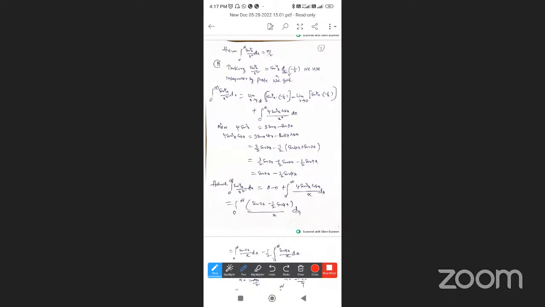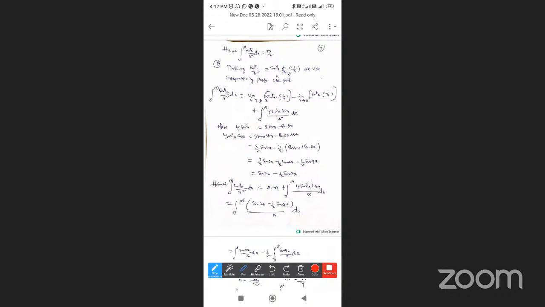So we have 3 by 2 sin 2x, minus 1 by 2 sin 2x, minus 1 by 2 sin 4x. These two are the same, so 3 by 2 minus 1 by 2 gives 2 by 2, which cancels, leaving sin 2x minus 1 by 2 sin 4x. These values you can substitute.